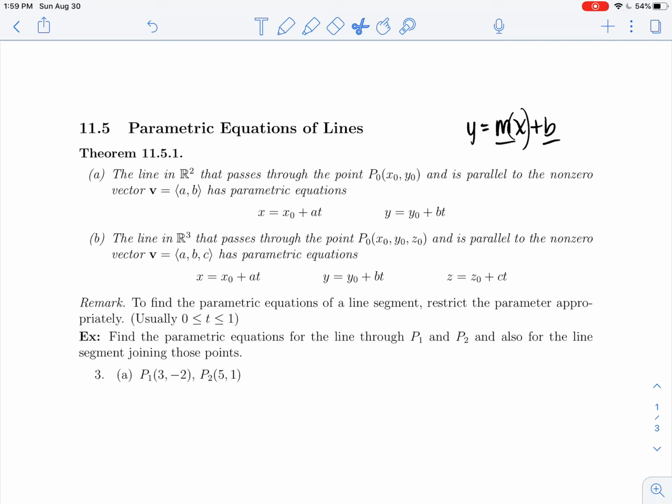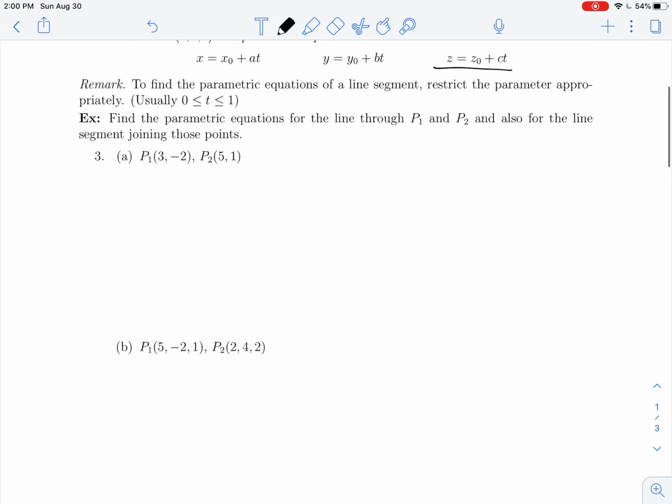So if you just recall the y equals mx plus b formula, that might help you remember these equations. Similarly, if we're working in 3 dimensions, the only difference is we're going to add this z equation here. Now, if we want to restrict our entire line to a single line segment, all we need to do is restrict the parameter appropriately. Typically, if you're moving from point 1 to point 2, your restriction is going to be to restrict t between 0 and 1. However, it does depend on which vector you use, and we'll see some examples of that.